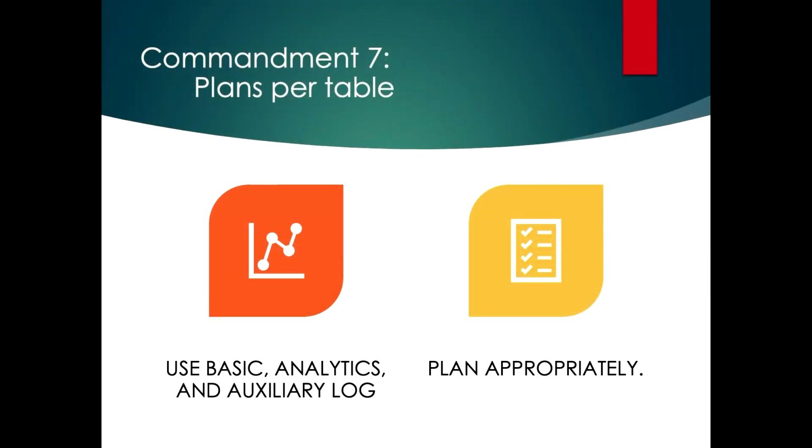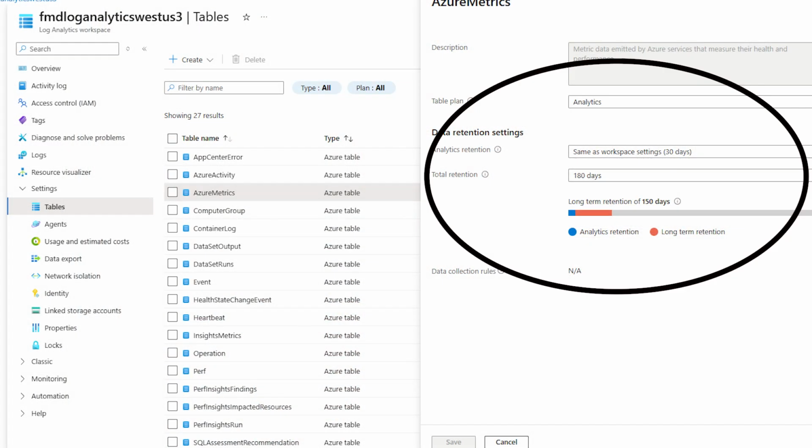Commandment number 7, plans per table. I cannot emphasize this enough. Use basic, analytics, and auxiliary logs, and plan appropriately for this. Every table in the log analytics workspace, well, some of them do, some of them don't, has specific things that you can and cannot change. But one of the things that you should do is, if it can be changed to basic log, change it to basic log. So plan appropriately, and also make sure that you use basic and analytics tables.